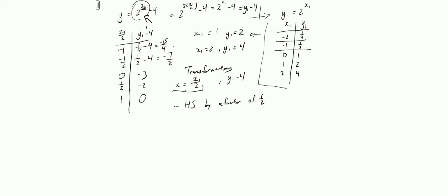You could also write a horizontal compression by 2, but to avoid confusion, a factor of 1/2 always does a trick. To describe the vertical transformations, we look at the formula for y. We see that y is equal to y1 minus 4, which means y is 4 less than the original y value. And so, consequently, it is a vertical shift down 4 units.